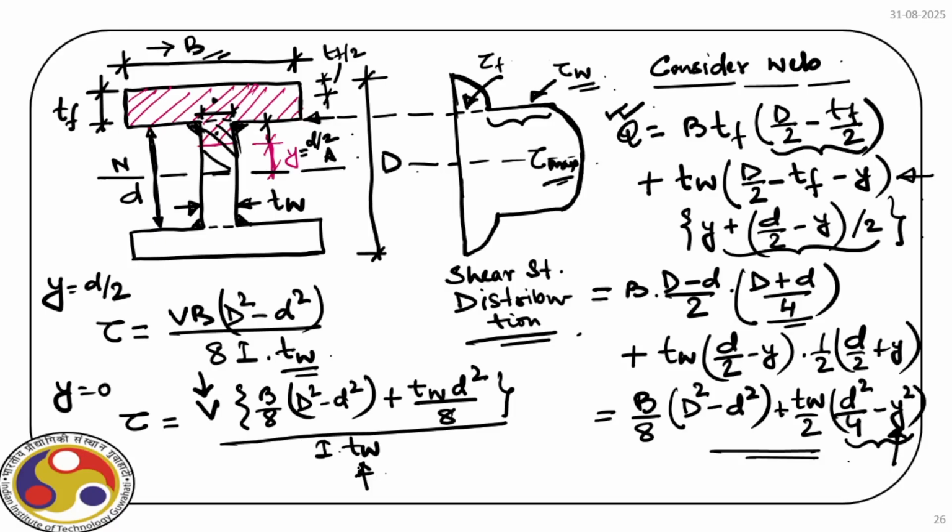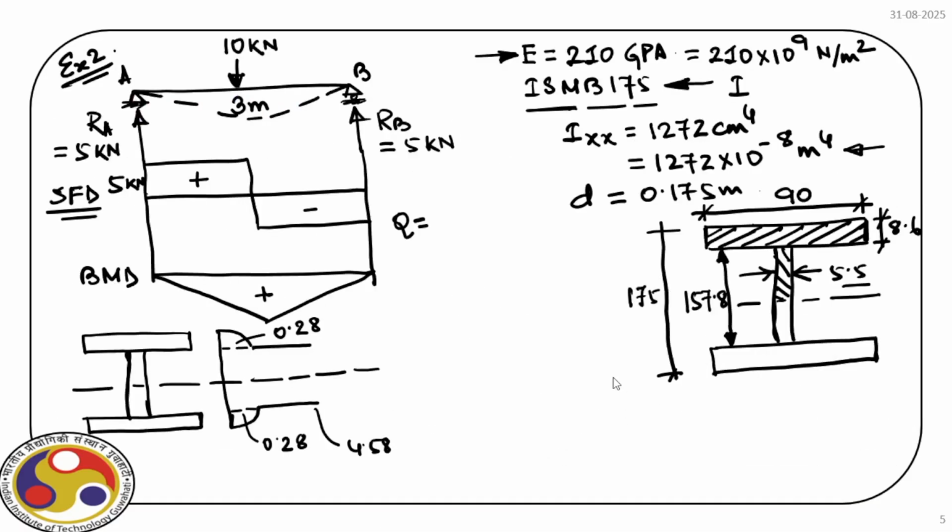And we also have the expression for this tau when y equal to 0, right? y equal to 0 is the neutral axis. So we can directly use this expression today, or otherwise you can also find out Q and then apply the formula VQ by IB. So we will use this expression and we will find out what is the shear stress at the neutral axis. Okay. So let us now find out directly using the expression instead of Q.